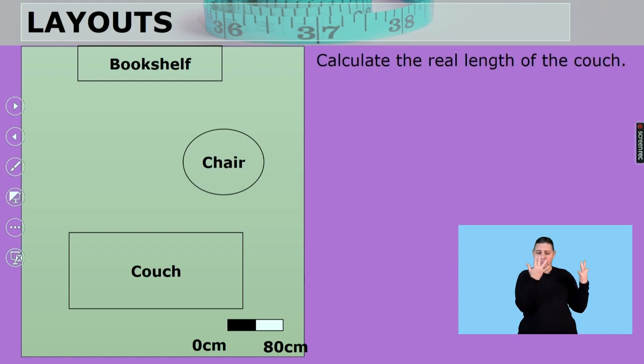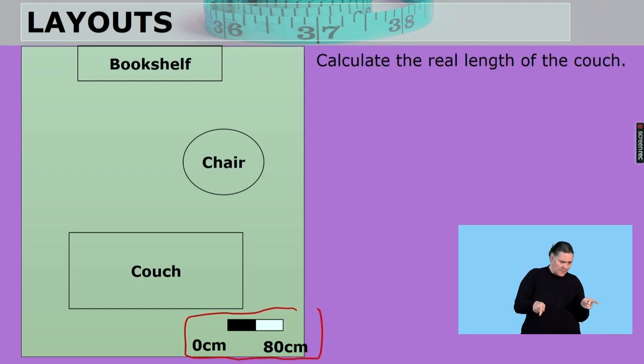It says calculate the real length of the couch. Now, if you notice, the scale given here is slightly different to the previous scale. Here we're given a bar scale. So what I've got to do is measure the distance from that point to that point. When I did that, I got 2 centimeters. So 2 centimeters is equivalent to 80 centimeters. Now look at that. Both of those are the same. No reason to worry about conversions.